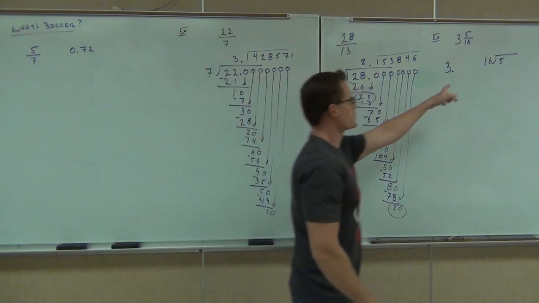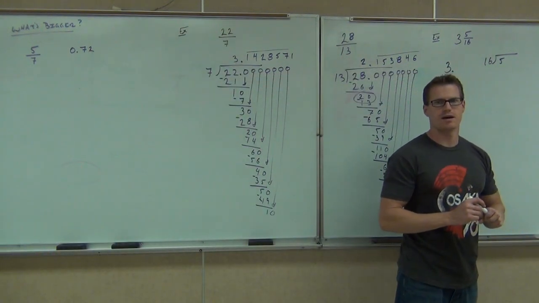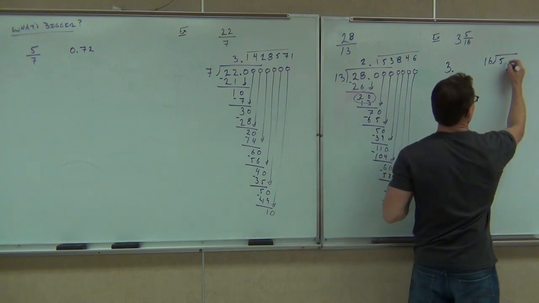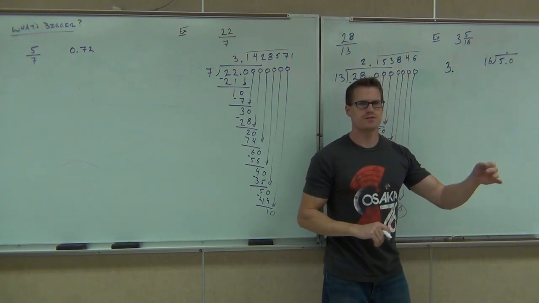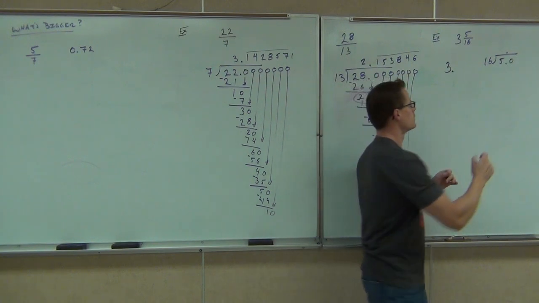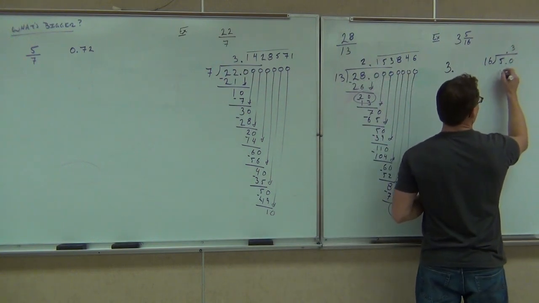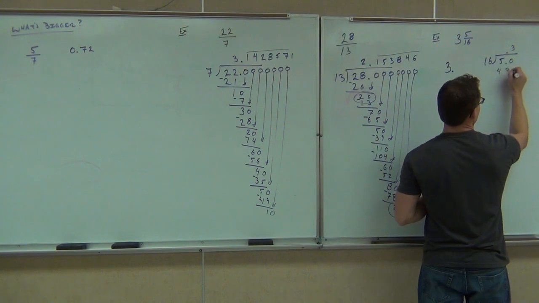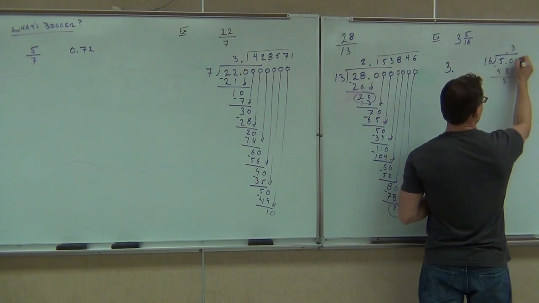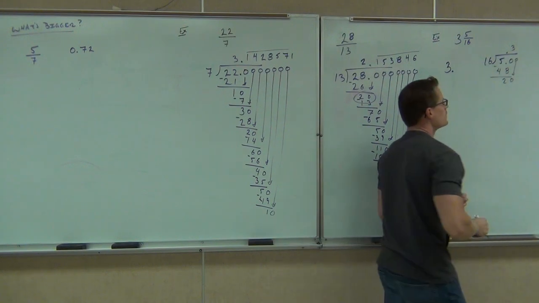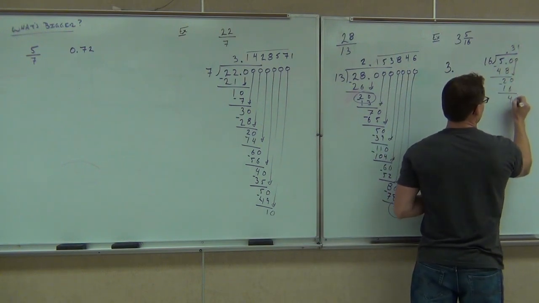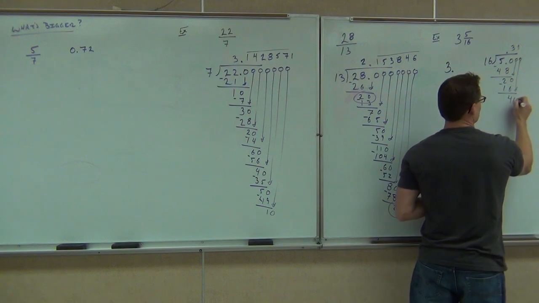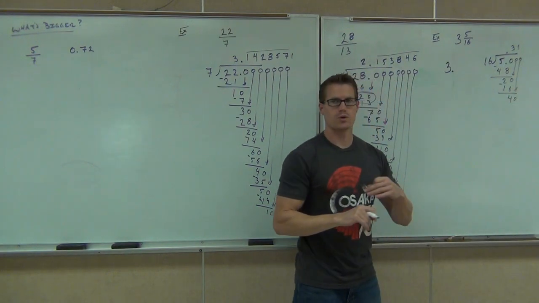What do you have to do in order to do this fraction? What do you have to have? A decimal, a 0, and a decimal up top. 16 goes into 50 three times, that's 48. When you subtract, you get 2. You'll have to add a 0. 16 goes into 20 one time. Subtract, you get 4. You bring down a 0. It goes into 40 two times.